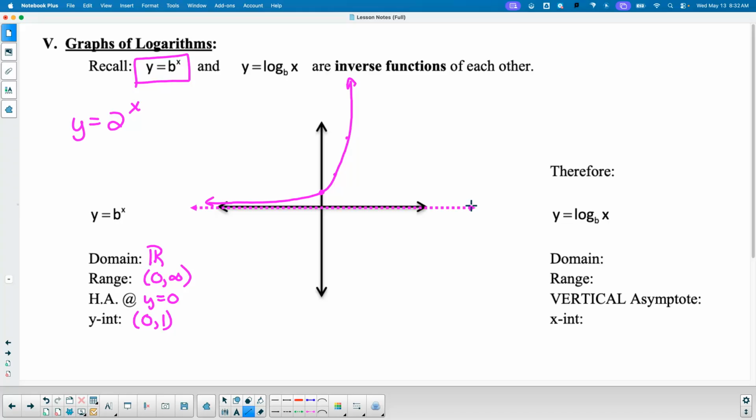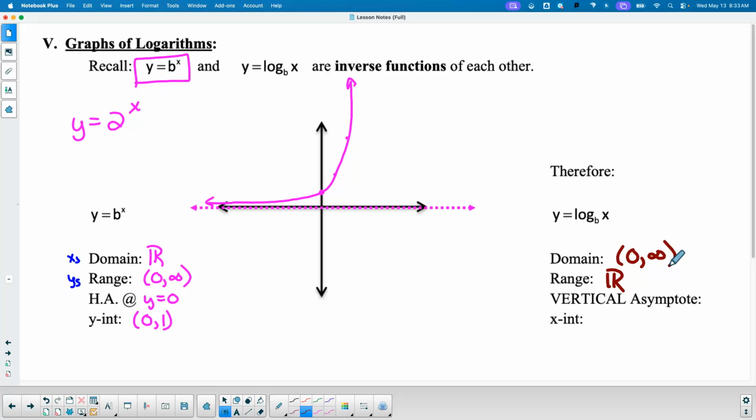So my domain of the log function is going to become the range of the exponential function. Because remember, domain is x's, range is y. So the range of my new function is going to be all real numbers, and the domain of my new function is going to be from 0 to infinity, exclusive.